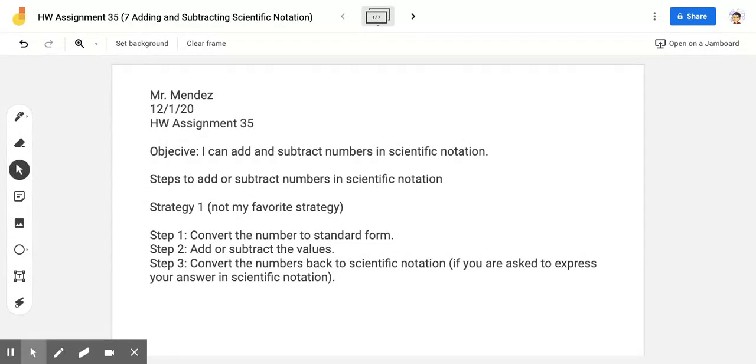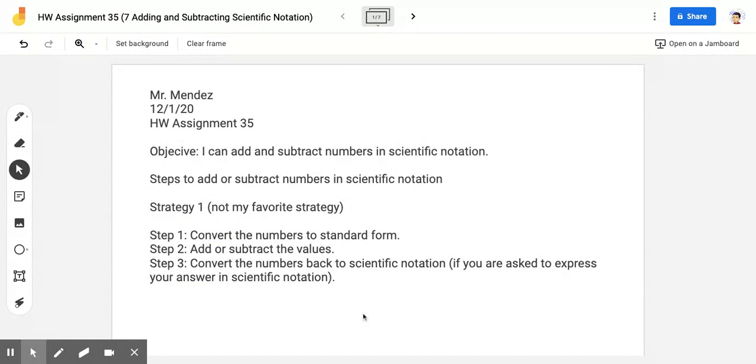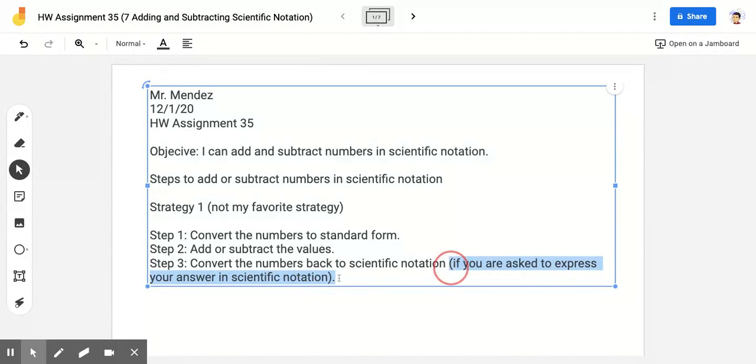Step one, convert the numbers to standard form. Step two, add or subtract the values. Step three, convert the numbers back to scientific notation if you are asked to express your answer in scientific notation.